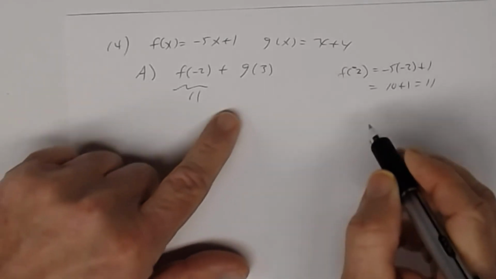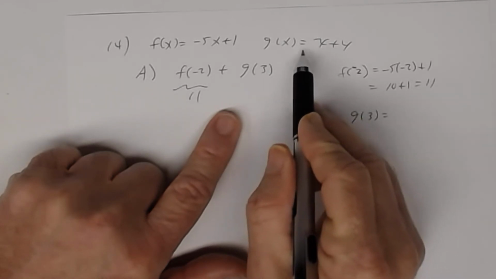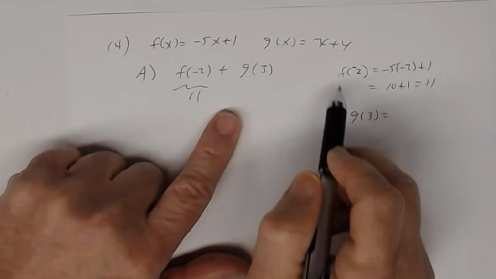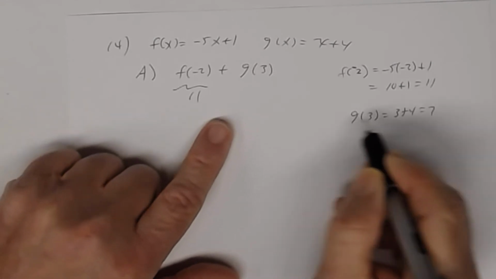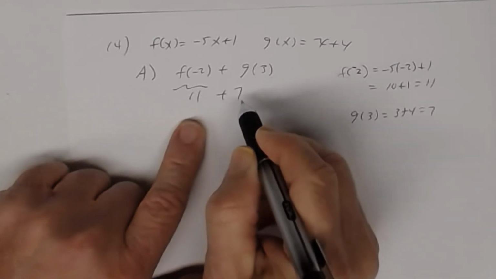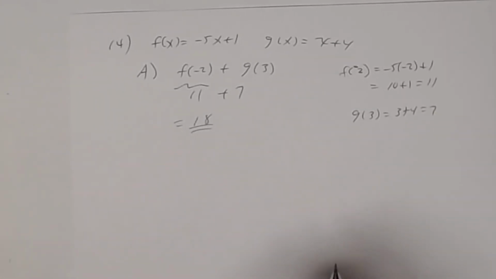Then we got to find g of 3. So let's go ahead and figure that out. G of 3, so I'm going to go to my function g, and where we see the variable x, I'm going to substitute 3. That becomes 3 plus 4, which is 7. So this becomes 11 plus 7, which is 18. So the answer to part A is 18.